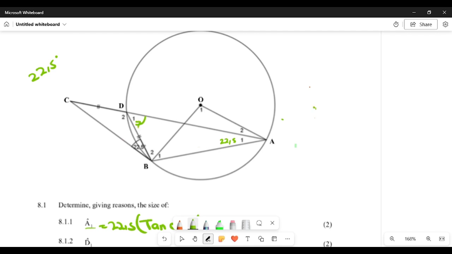Now, remember, let's see D1. How would I go about finding D1? So firstly, let me see. I have D1. Remember, I said this is also going to be 22.5. And if you could have a look at D1, D1 is an exterior angle of a triangle.